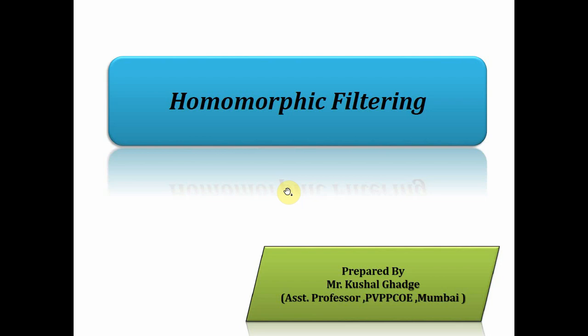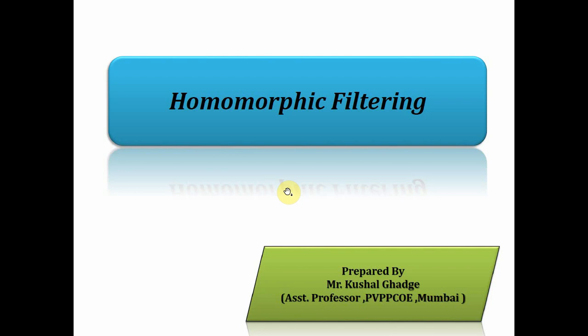Hello everyone. We are going to study homomorphic filtering. It is one of the types of image enhancement in digital image processing. Till now we have studied different image enhancement techniques in digital image processing. We have studied spatial domain filtering, neighborhood processing, and frequency domain filtering. These are new kinds of filtering techniques so that we can improve our image to the desired output value.